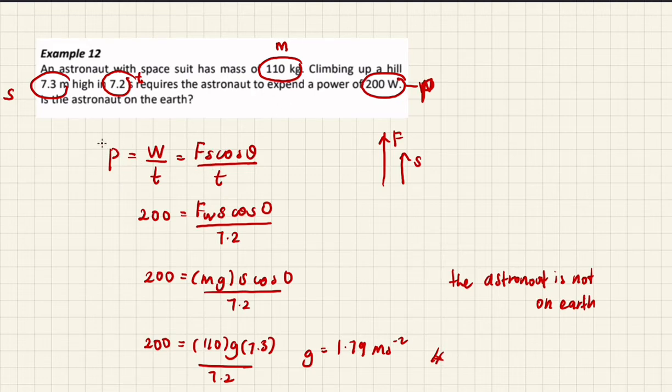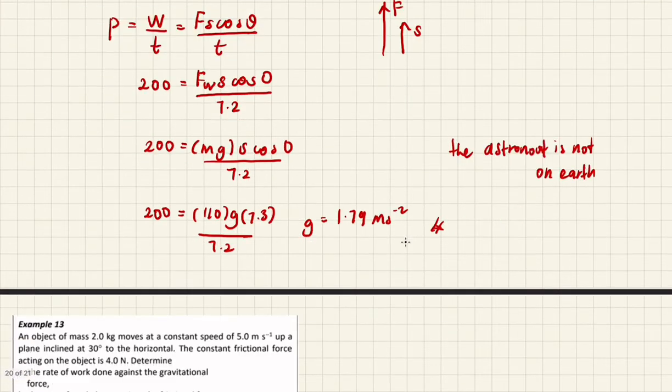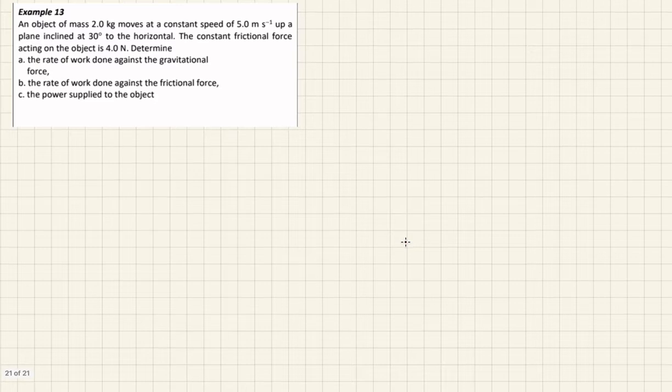Soalan ni dia dah bagi kita power. Okay, kita nak tengok sama ada G dia G on Earth or not. Okay, so that is example number 12. Moving on to the final example, example 13.